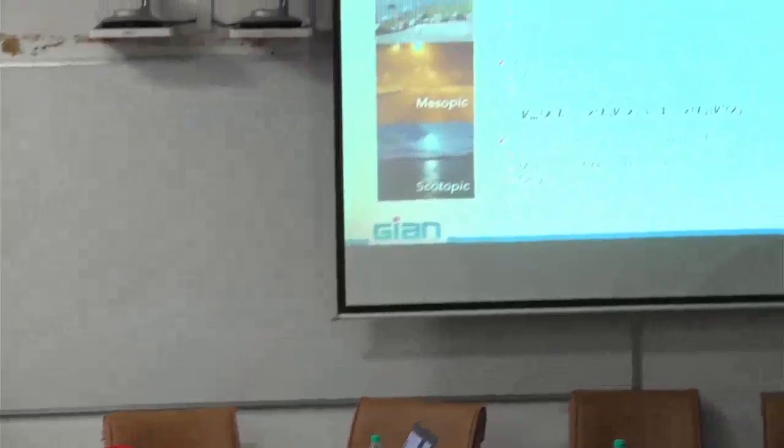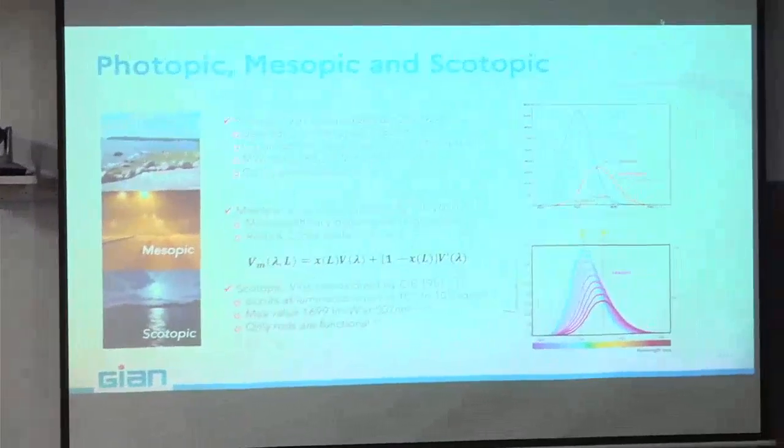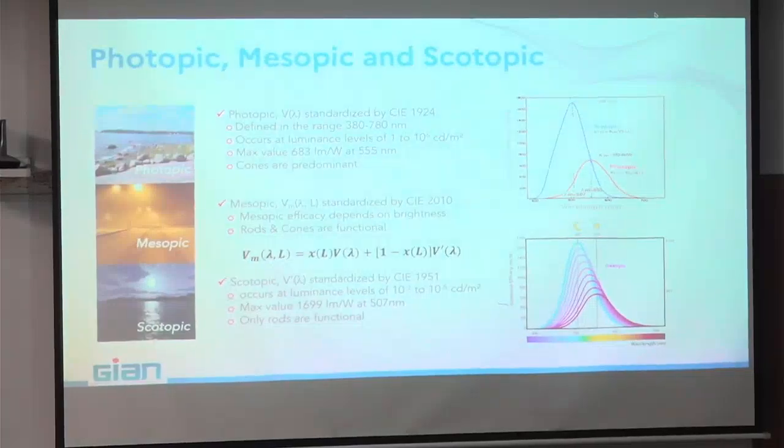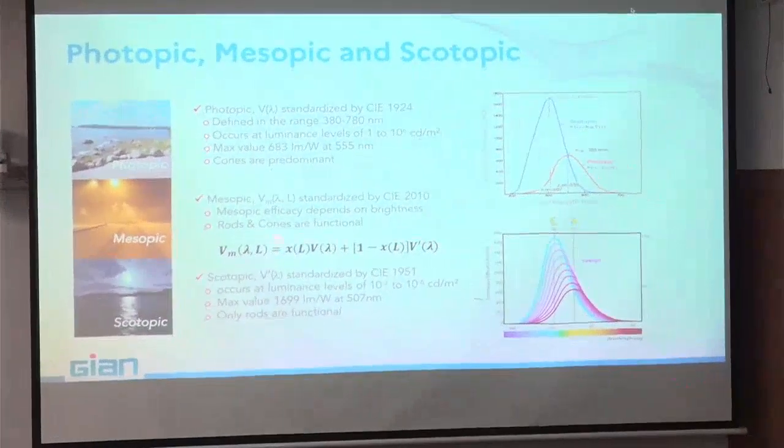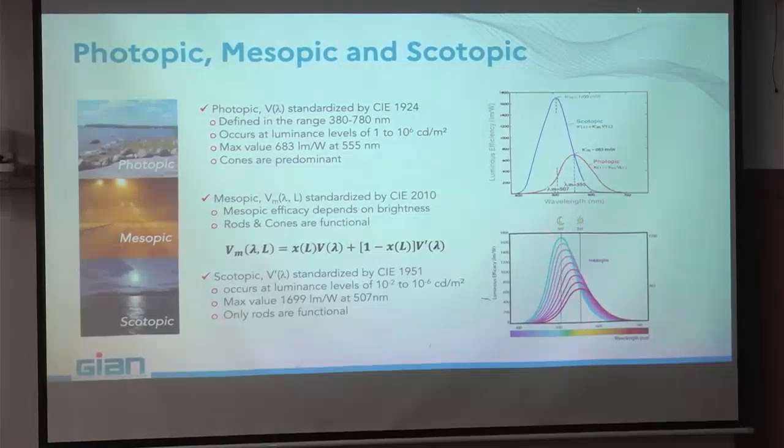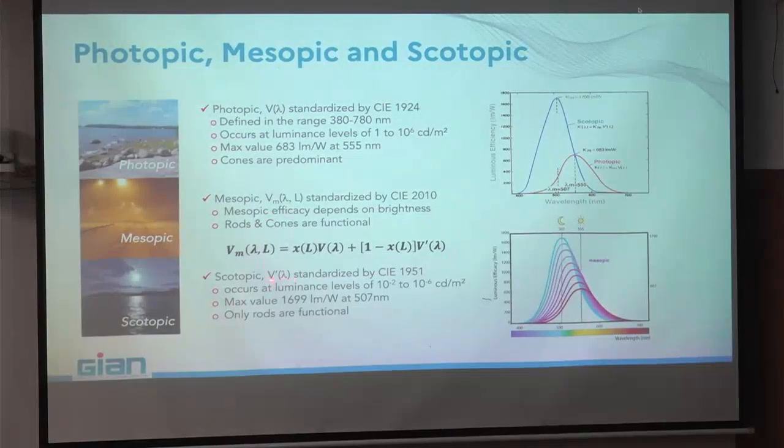And when you are between that and that, then you have both cones and rods operating. Then we have what we call mesopic vision, and you see here how we can calculate the standardized view of lambda curve using those two and the brightness level that is around you.